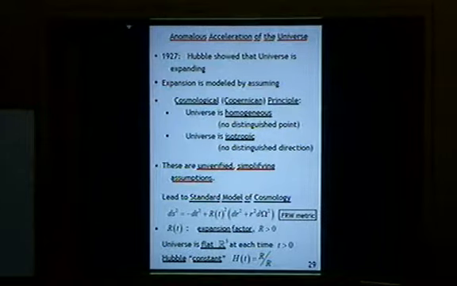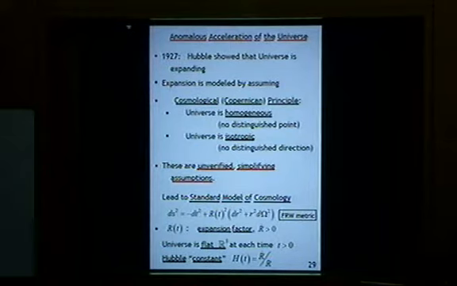And there's another interesting thing, the Hubble constant, that's H of t. It's really not a constant, but it's called a constant. It's R dot over R, okay? That's the Hubble constant.